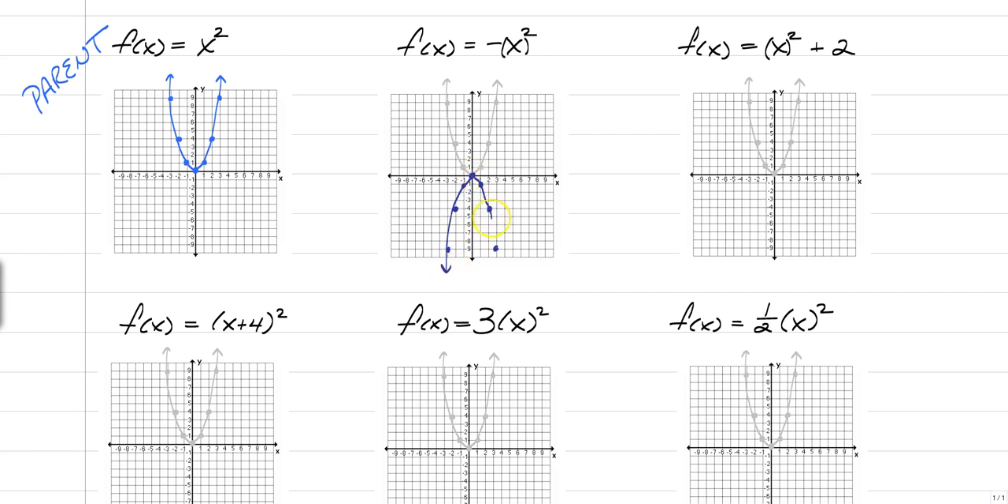Because once we take all the x values, we're going to multiply it by a negative, so all the y values will become negative. Okay?